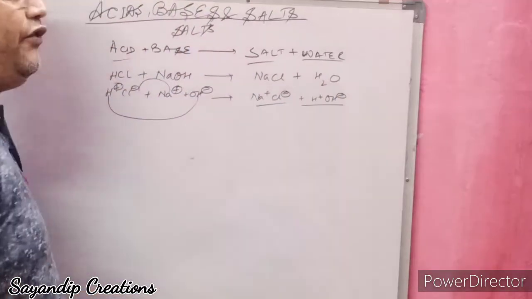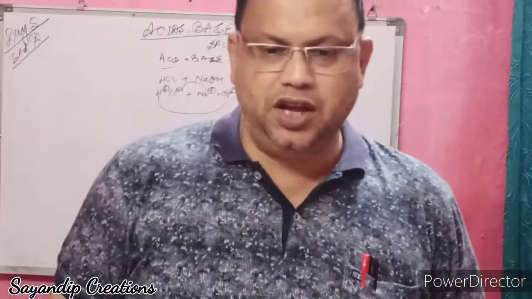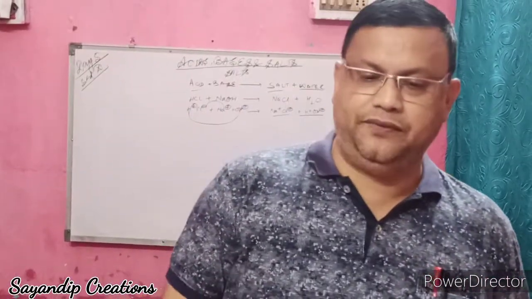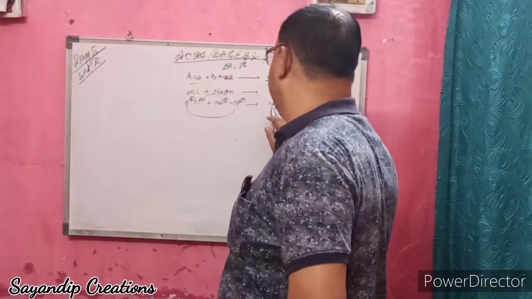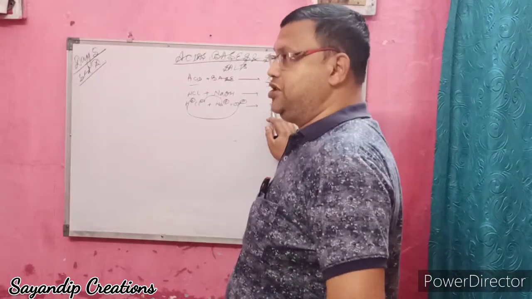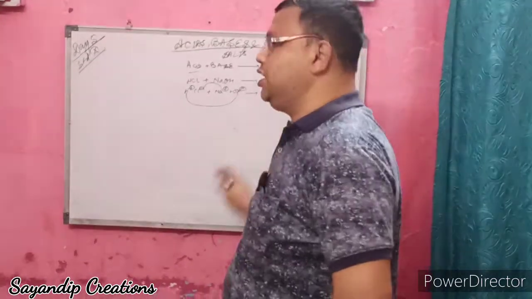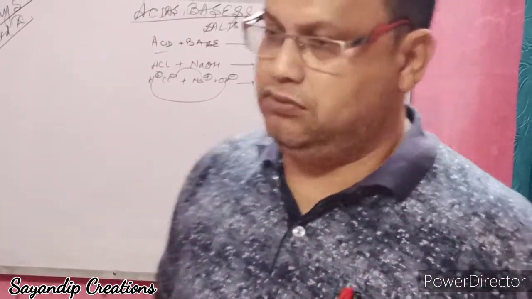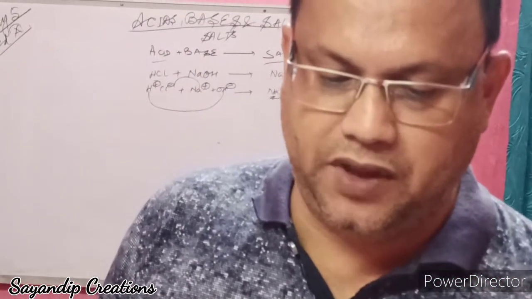A salt is an ionic compound containing a positive ion, that is a cation, other than hydrogen ion, and a negative ion, an anion, other than hydroxide ion. So you can see Na+ is a positive ion other than hydrogen ion, and Cl- is a negative ion or anion other than hydroxide ion.